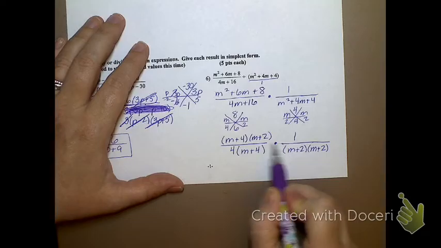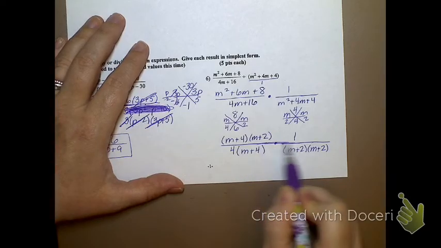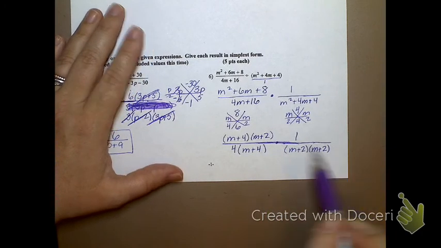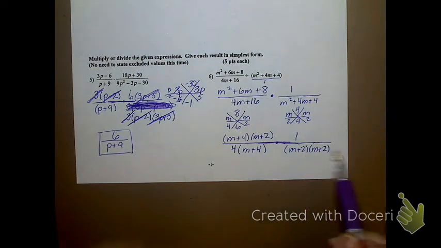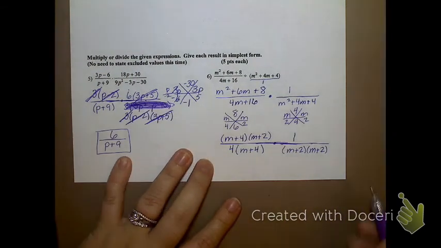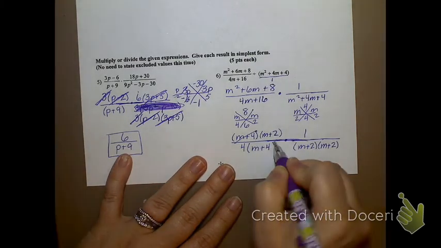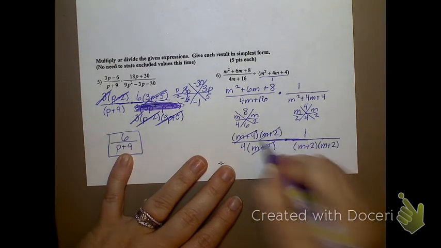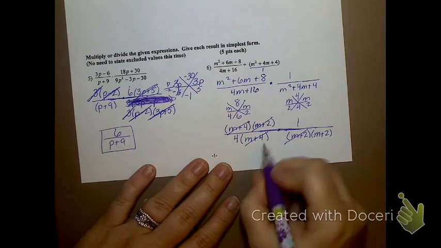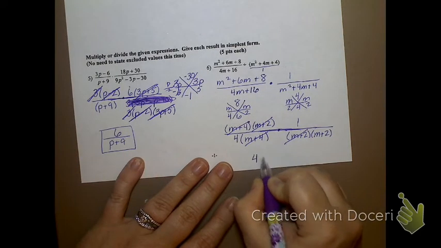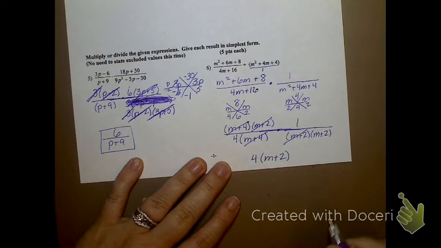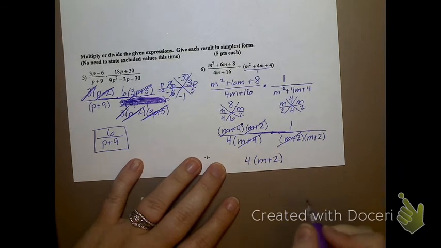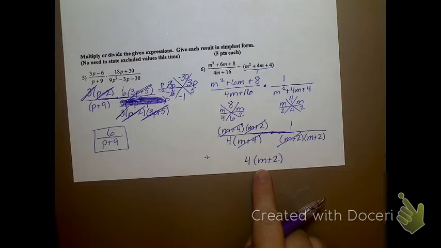Yes, everything is factored. So now that I have my one fraction, which turns all of this into multiplication, I can start canceling. What do you see that cancels? M plus 4. What else? Okay. Now a lot of people then said, okay, I have a 4 left and I have an m plus 2 left. Well, that's correct. However, if you write your answer like this, there's a problem with it.